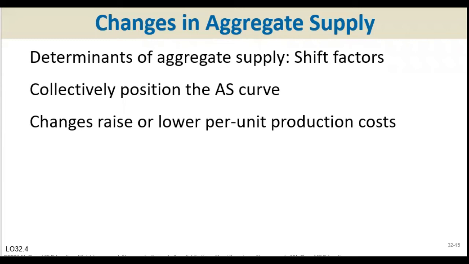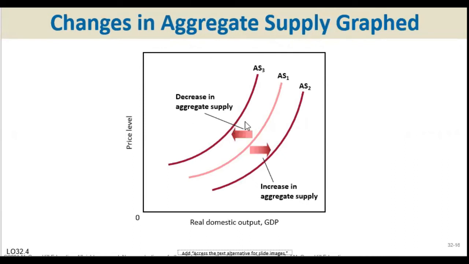And if there's an increase in per unit cost, that will shift the aggregated supply to the left. So we're going to see the illustration of it. This figure illustrates change in aggregated supply. A change in one or more of the determinants that we're going to review in the next slide will shift the aggregated supply curve.